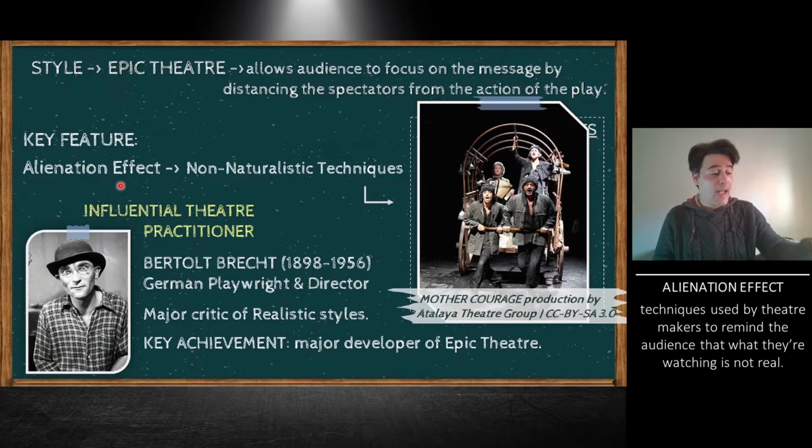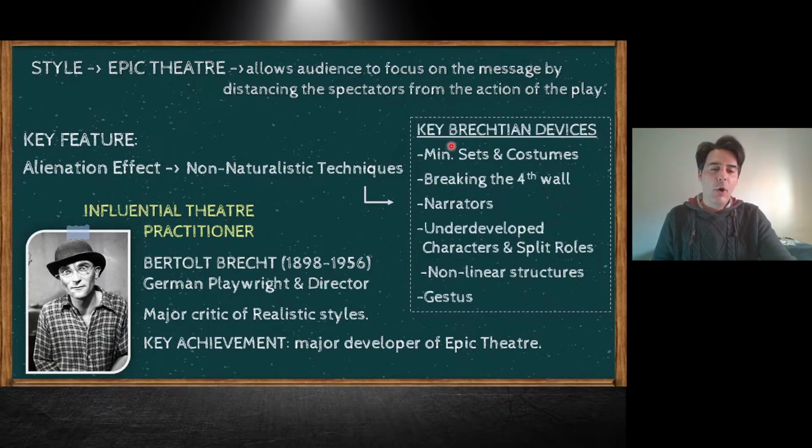That way we would have a more objective, more detached view of what's happening there, and we would actually think. So he worked on creating several devices. Usually these are called Brechtian devices. He created a lot of non-naturalistic techniques, non-naturalistic devices. These are just a few to give you an idea.